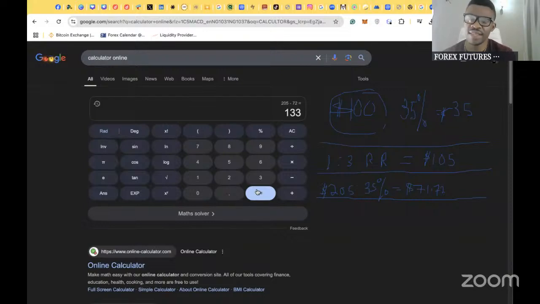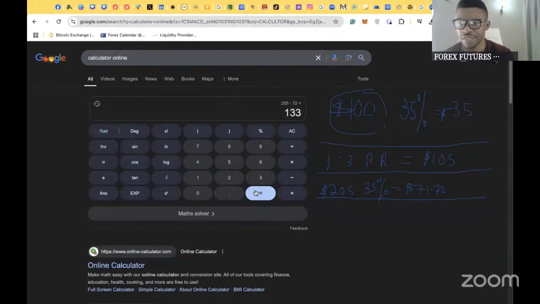From $133, we can still decide to risk 35% for another trade. If we lose it, we can still decide to risk 35% on another trade. If we lose it, our balance will be around $50. We go home, we pack it, we withdraw.